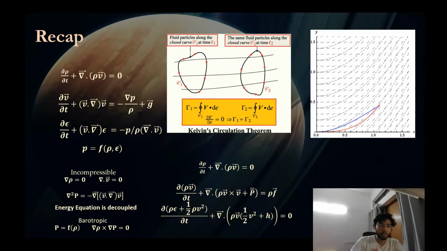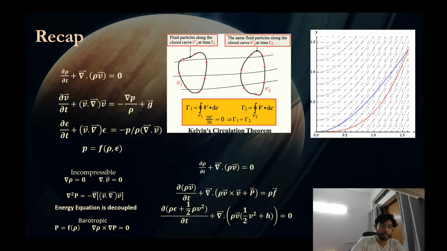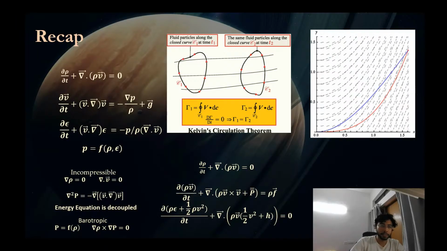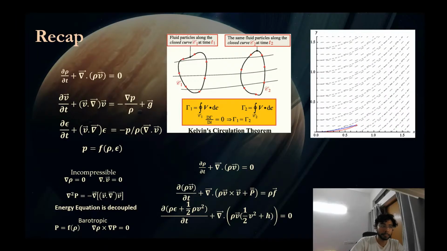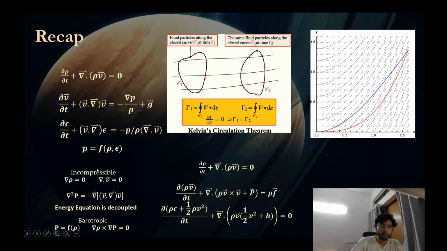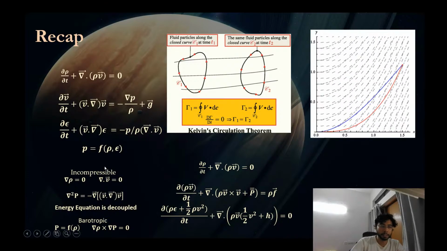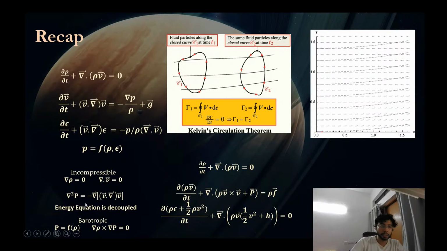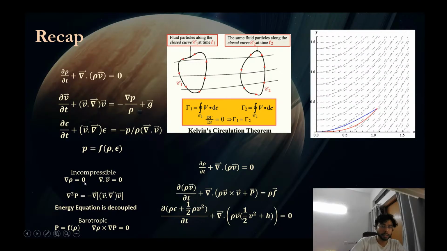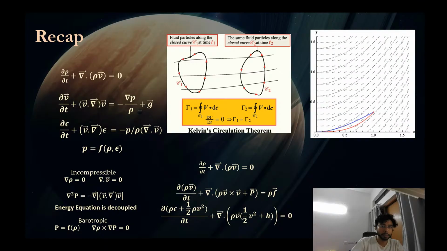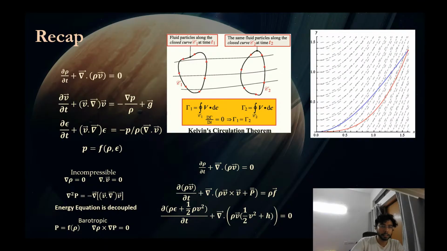Now we also looked at some of the assumptions under which this system of equations can reduce down to something even simpler. For example, the first condition that we imposed was the condition of incompressibility, which states that del rho is zero. So the gradient of the density is zero. In the fluid there is no change in the density.